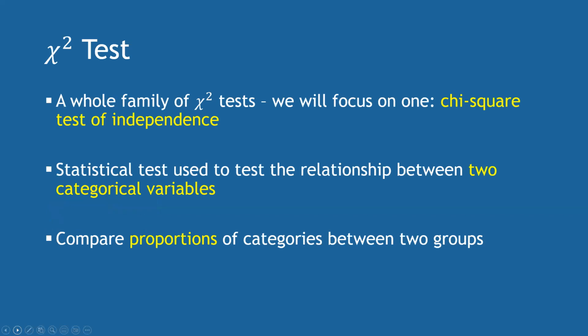Okay, so the chi-square test, there's actually a whole family of chi-square tests, but we're going to focus on one test, which is referred to as the chi-square test of independence. We're going to use the statistical test when we want to test the relationship or association between two categorical variables. Essentially, what the chi-square test is going to allow us to do is compare proportions of categories between two groups.